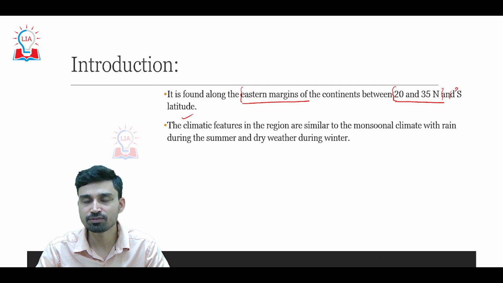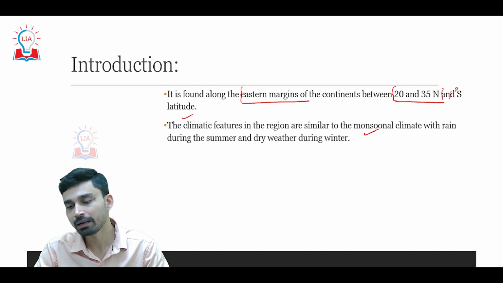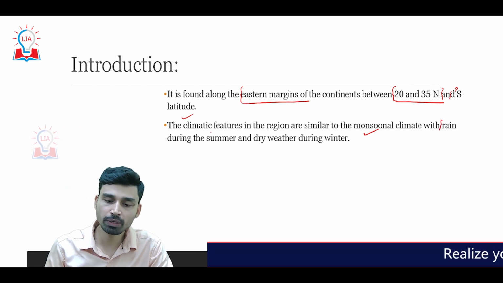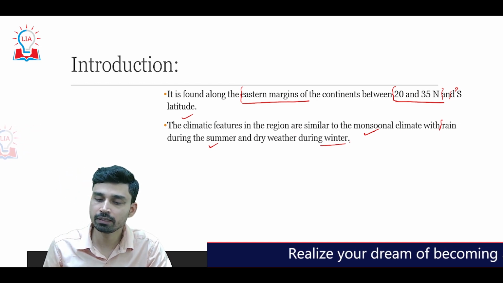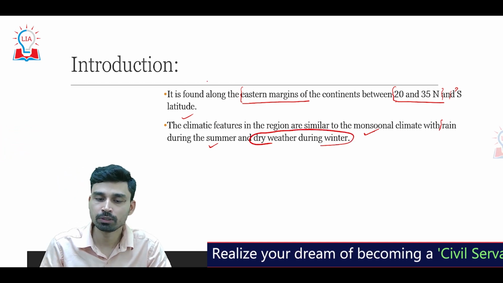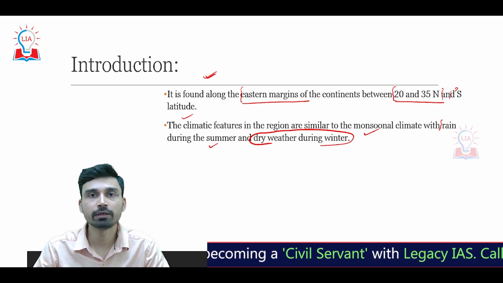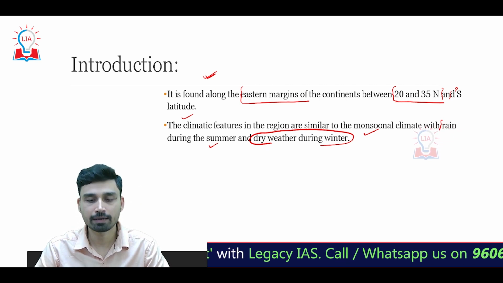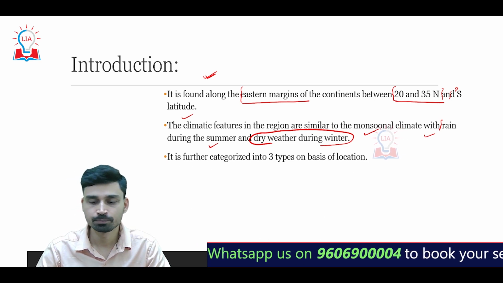The main or distinct climatic feature of this particular region is very similar to the monsoonal climatic region. However, in this climatic region also we have a wet summer, that is the rainy season, and a winter which is a kind of dry season. In the last climatic region, the Mediterranean zone, it is reverse. In the Mediterranean climatic zone, as we have discussed, we have wet winter and dry summer, while here we have dry winter and wet summer.